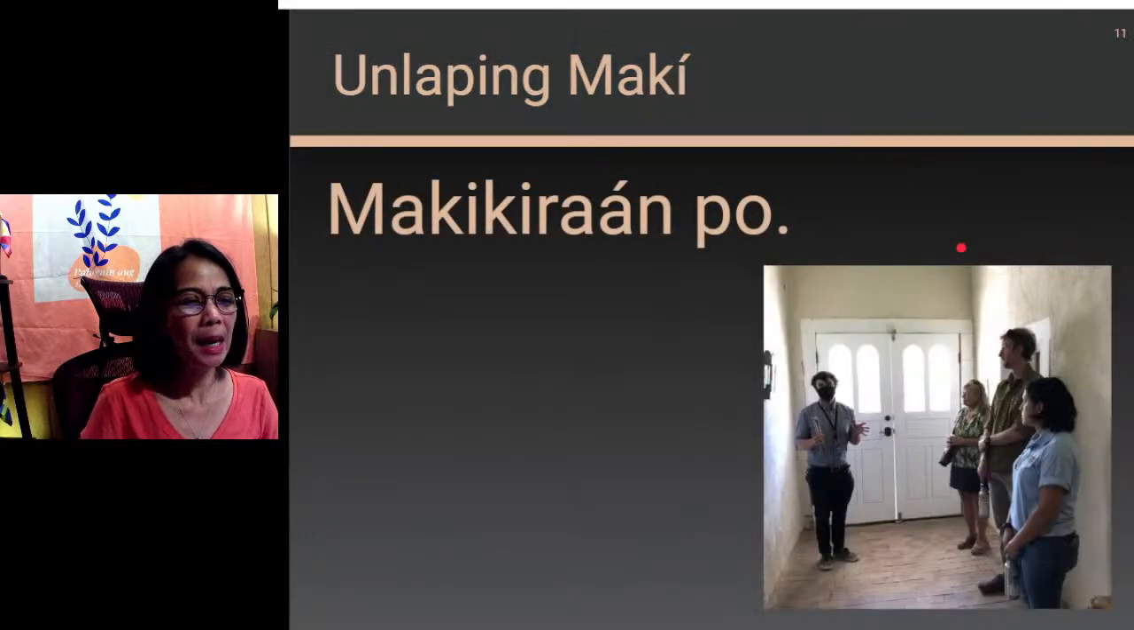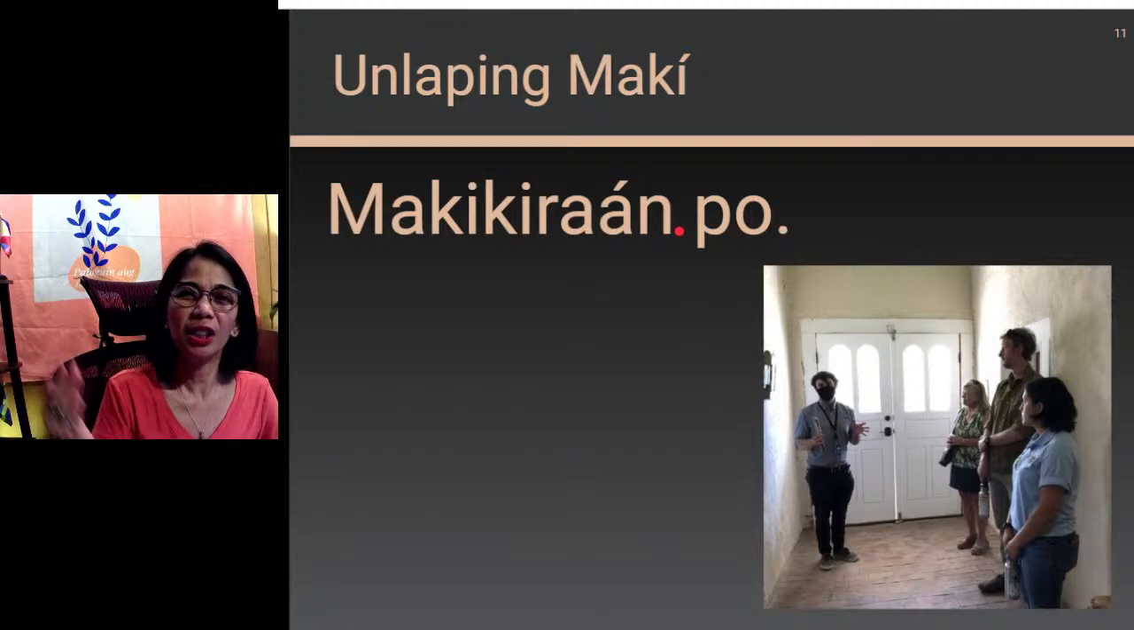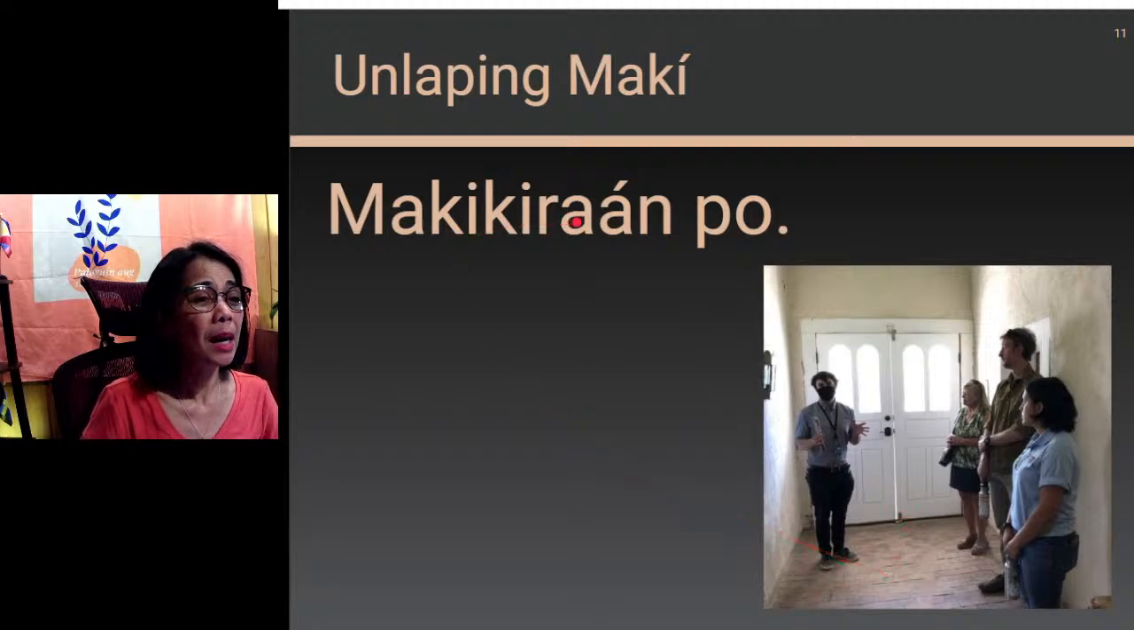Next example. Makikiraan po. So the word now here is maki. The prefix is maki. The root word is raan or daan. Daan means way or street. In this case, we are looking at a hallway. Imagine you are in this place and people are talking in the hallway, and you want to use the door, so you need to pass through this group of people talking. As native speakers would say, makikiraan po.